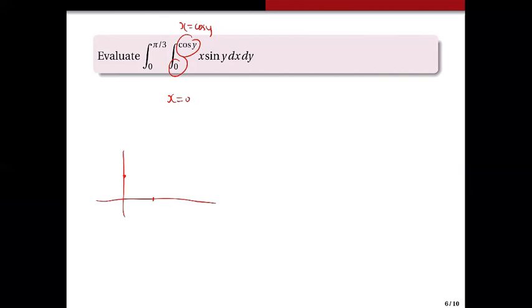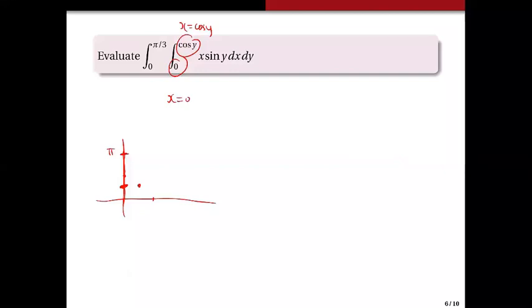So suppose this is your pi. Y equals pi. Pi over 3 is somewhere here. So when y equals pi over 3, cosine of pi over 3, that's 1/2. So it's somewhere here.